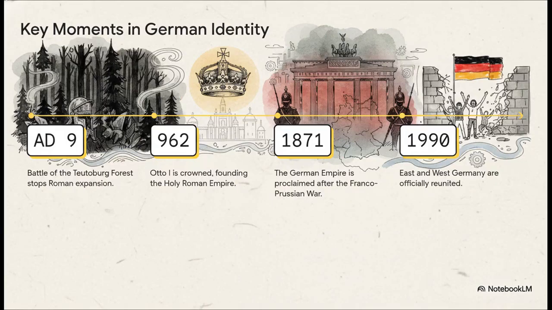So, to get our bearings, this timeline hits the big moments. We're going to start with Germanic tribes just absolutely crushing Roman legions in a dark forest. Then we'll jump to a Holy Roman Empire that lasted for like 1,000 years. Then we'll see a nation forged in war in 1871. And finally, its modern reunification in 1990. It's a massive story, so let's unpack it.